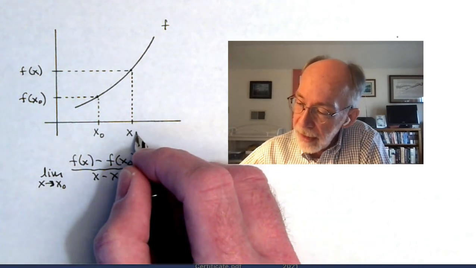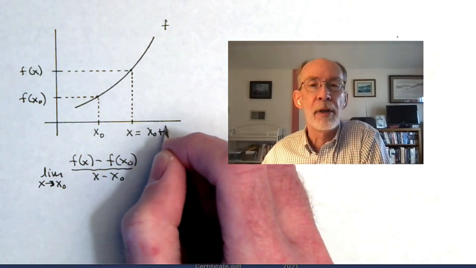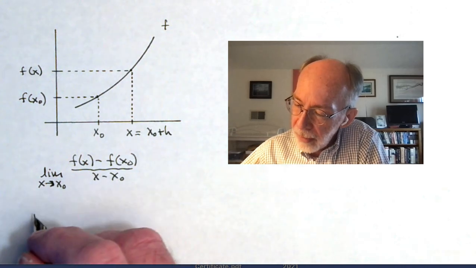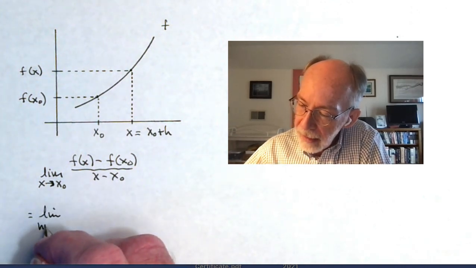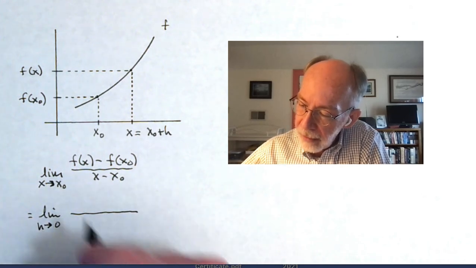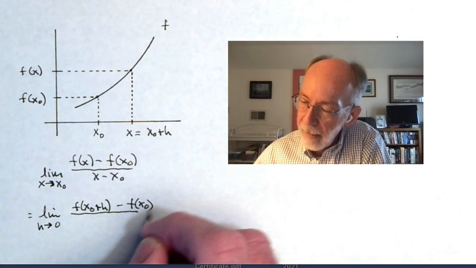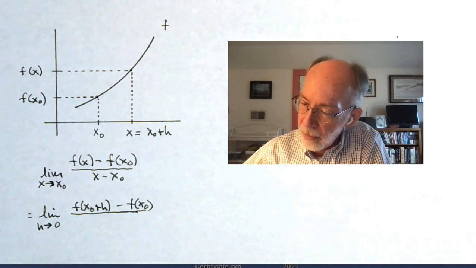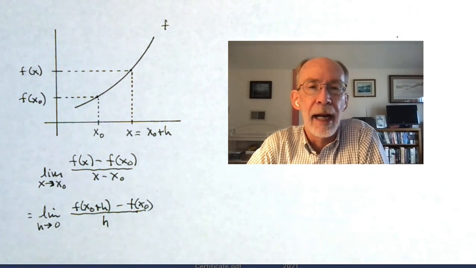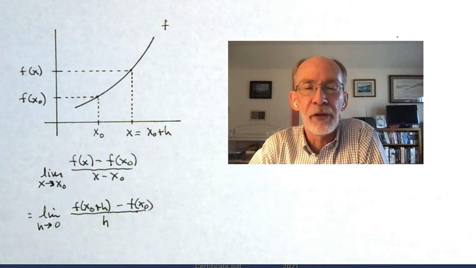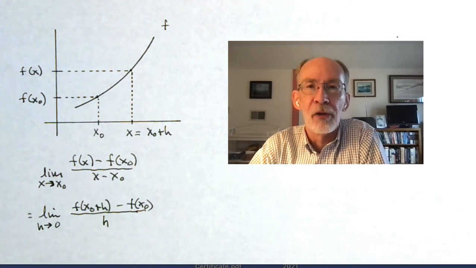You sometimes see this written in this fashion. You could think of the x as x naught plus some small value h. This would then be equivalent to the limit as h gets tiny of f of x naught plus h minus f of x naught over x naught plus h minus x naught, which of course is h. So you can use either of these notations. I don't know that it makes much difference, possibly convenience in a given situation, but they're conceptually equivalent and they're functionally not too dissimilar.